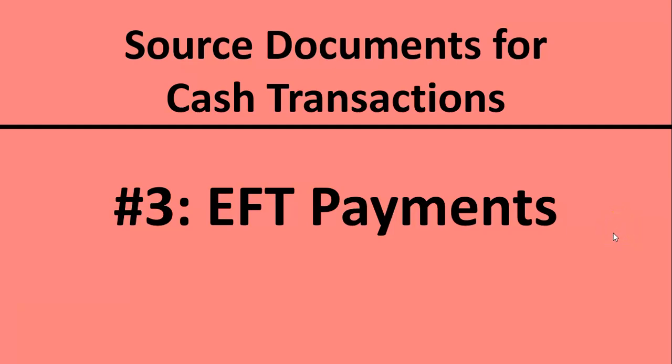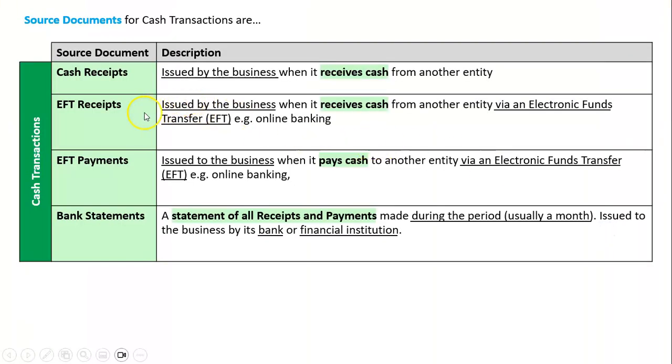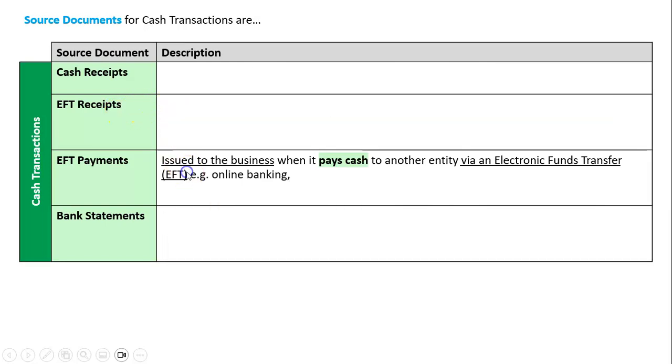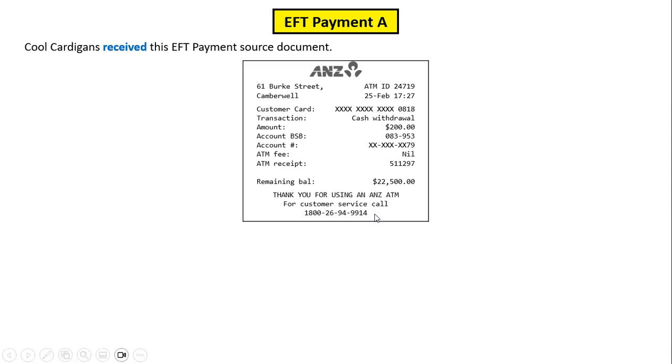Our third source document for cash transactions is EFT payments. So we've looked at cash receipts, EFT receipts, and now we'll deal with EFT payments. And that is issued to our business when it pays cash to another entity via an electronic funds transfer, or EFT. So for example, online banking. And these can be a little tricky to interpret. So let's have a look at some that we might get.